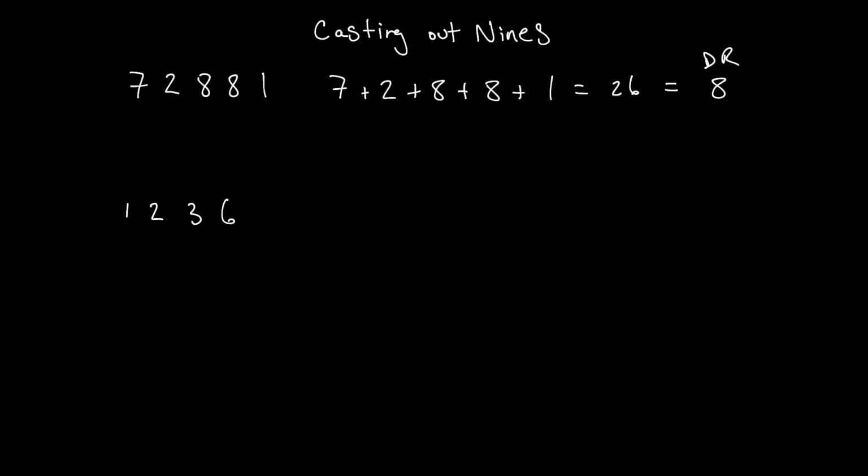So first, let's just do that. For example, 7 and 2 is 9, so we could cross that out. 8 and 1 is 9, we could cross that out. Look what we're left with. We're left with the number 8. Well, sure enough, that's our digital root.